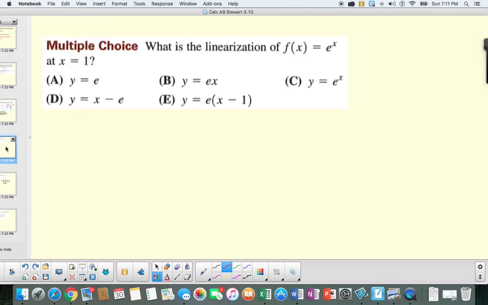Okay, what is the linearization of f of x equal to e to the x at x equal to 1? This is a typical AP question. Go ahead and try it, stop the screencast, and then I'll show you the answer.